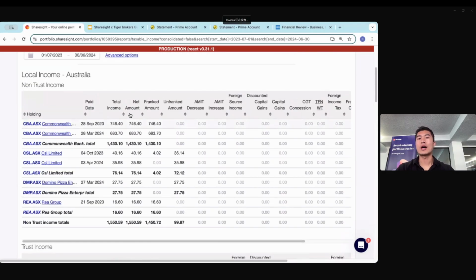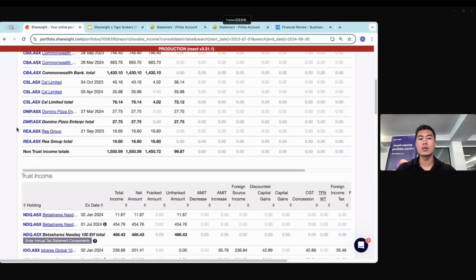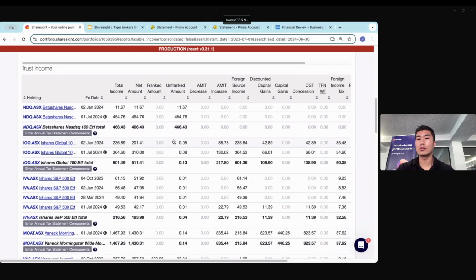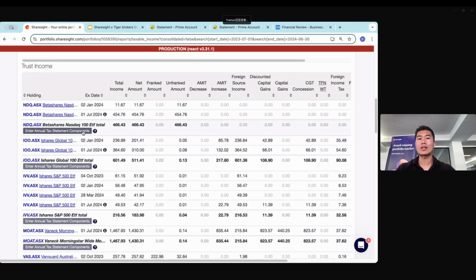With non-trust income, Sharesight breaks it down into each component, things like franking credits, all the things that you normally get with investing in local shares. And with ETFs, I think the real benefit of this report is that, as you might or might not know, ETFs are really complicated when it comes to reporting distributions, because there are so many tax components that you need to report in a tax return, things like AMIT, foreign source income, CGT concession, and all these things. So again, Sharesight makes it easy.